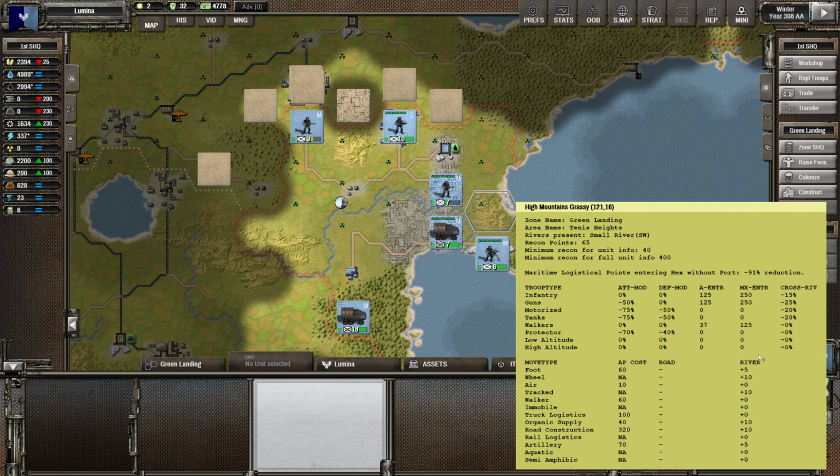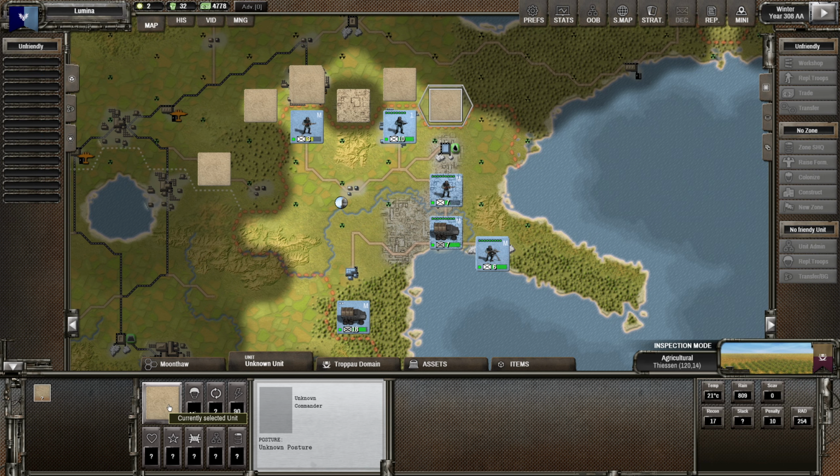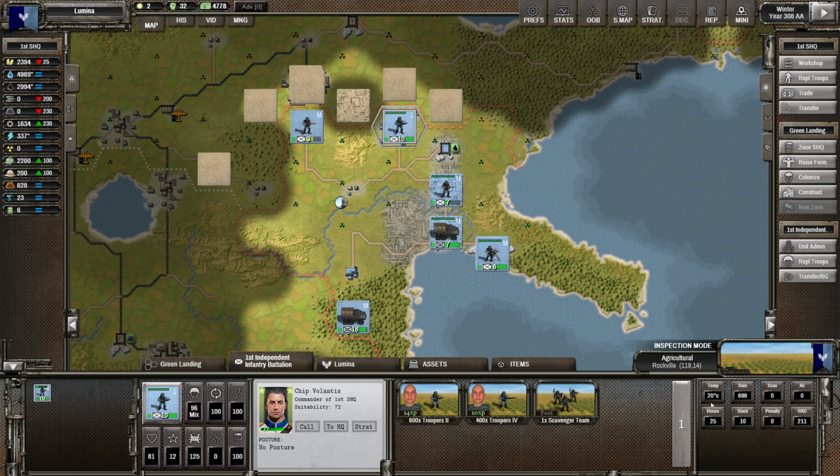It tells us how many recon points we've got in here. So that kind of determines not only how much you can see. So you'll see here, we can't see what's in these enemy units. We don't have enough recon points. We've only got 17 recon points here, which you can see here. But on my own hex, I've got 25.